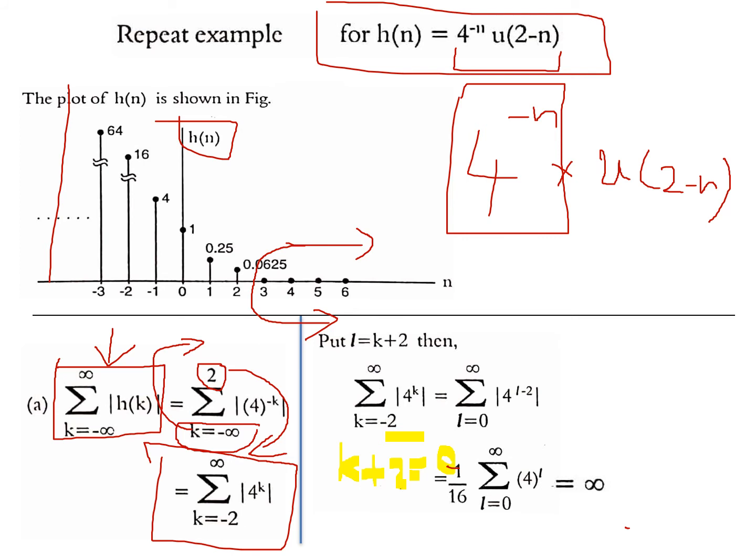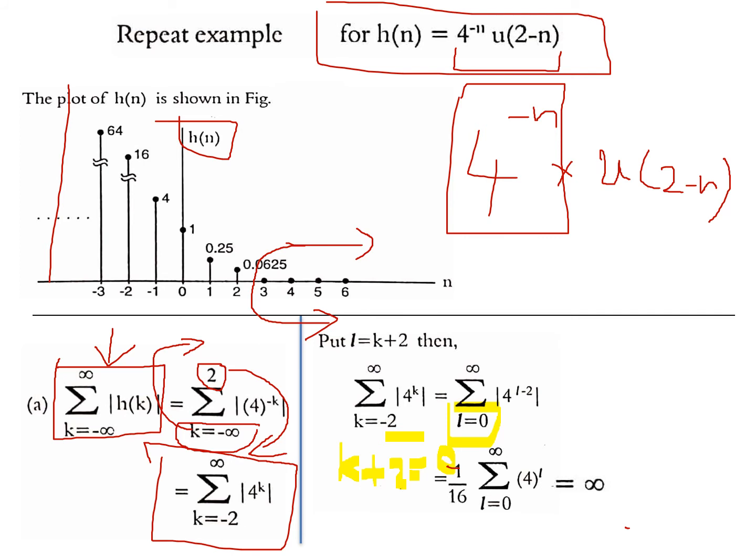So now I'll put k plus 2 as L. When k plus 2 is equal to 0, L is equal to 0. In the place of k plus 2, I am writing L, and L is equal to 0. The upper limit is infinity. Because L is equal to k plus 2, if I bring 2 to this side, k becomes L minus 2. Wherever k is there, it should become L minus 2.